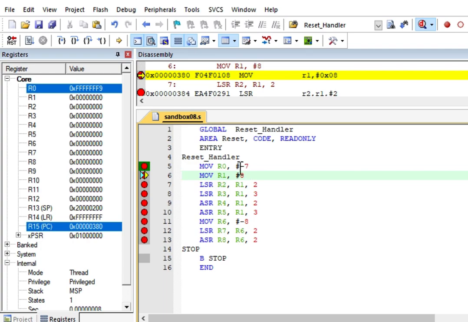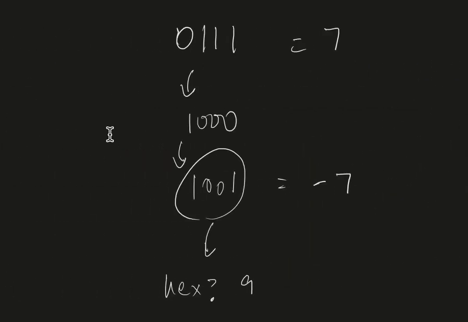So we move -7, the register shows 9, but why do we have all F's before it, right? So these 28 bits, these 4 bits constitute one hexadecimal alphabet. So what are these 7 F's or these 28 bits? Why are these F's, right? Which means why are these ones? Remember what 2's complement does. We are inverting these bits, right?